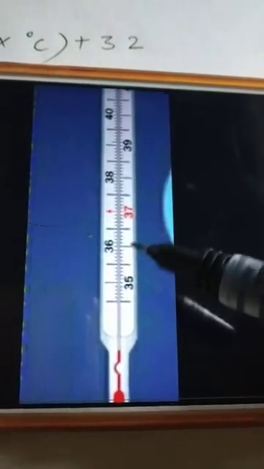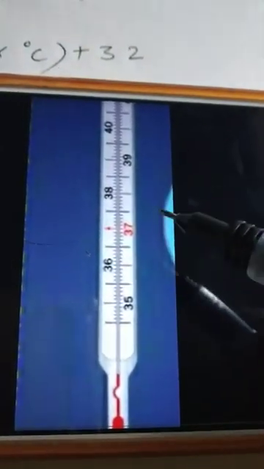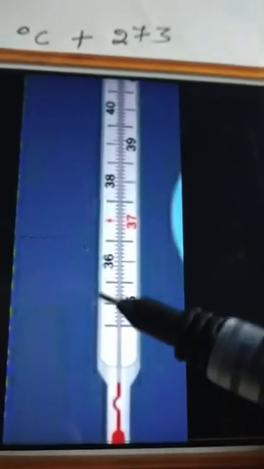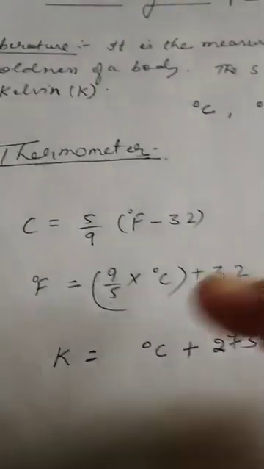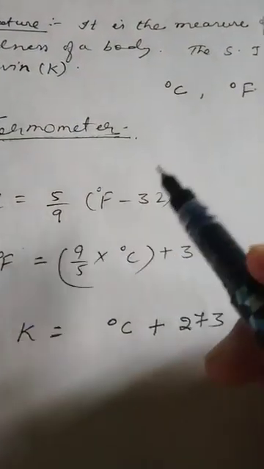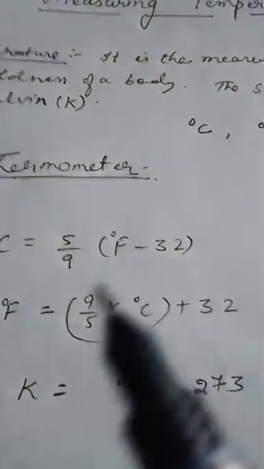And these markings on a thermometer are usually calibrated in degrees Celsius or degrees Fahrenheit. So a thermometer is a device we can use to measure the temperature of any body. Now let us understand the scales on a thermometer. Generally, Celsius, Fahrenheit and Kelvin scales are used in thermometers, as I have said.